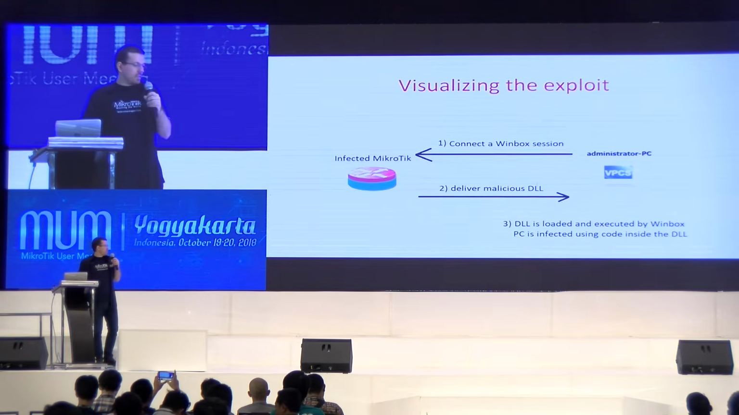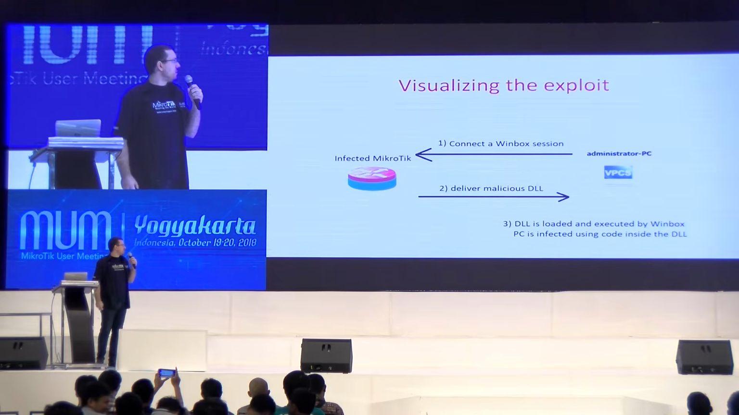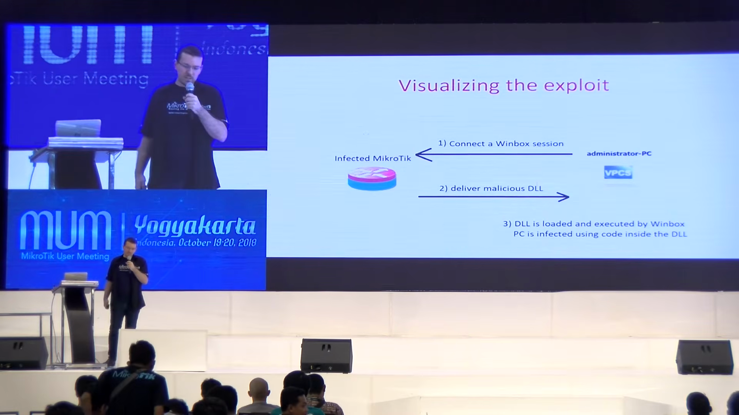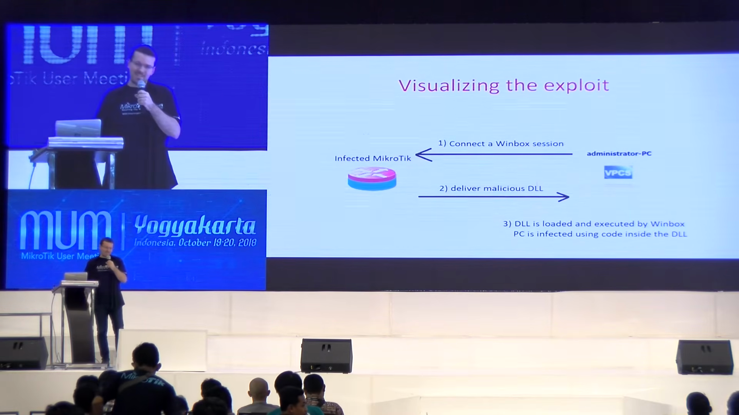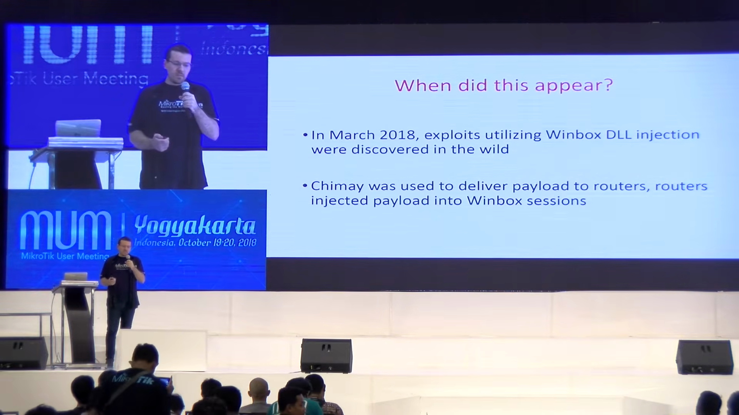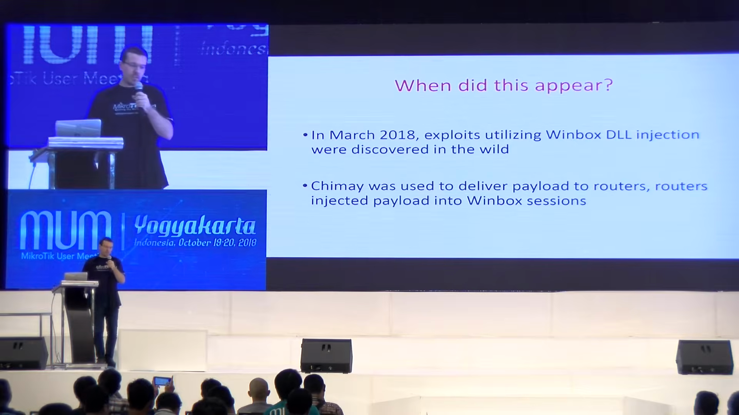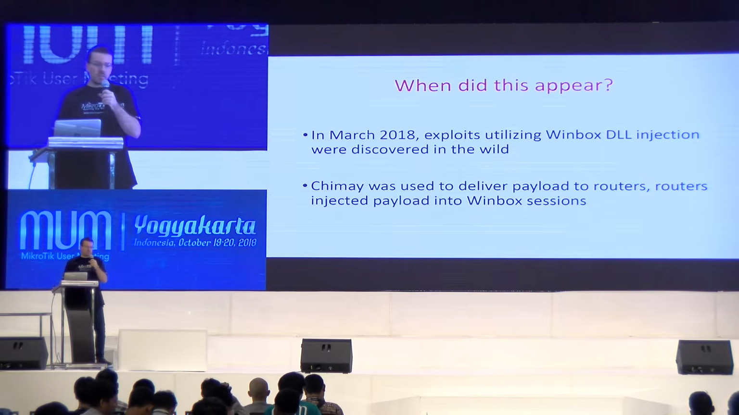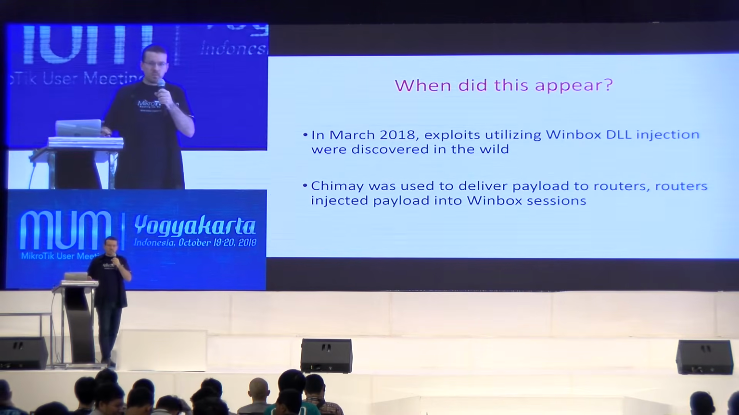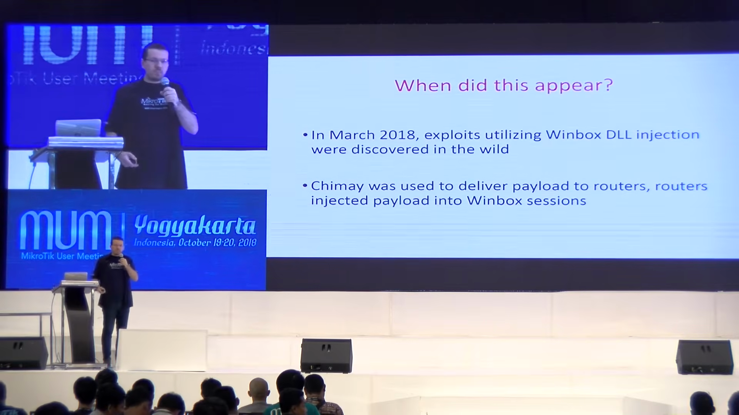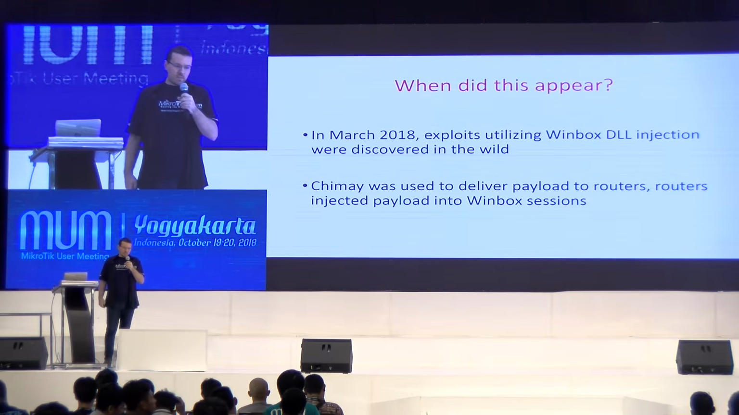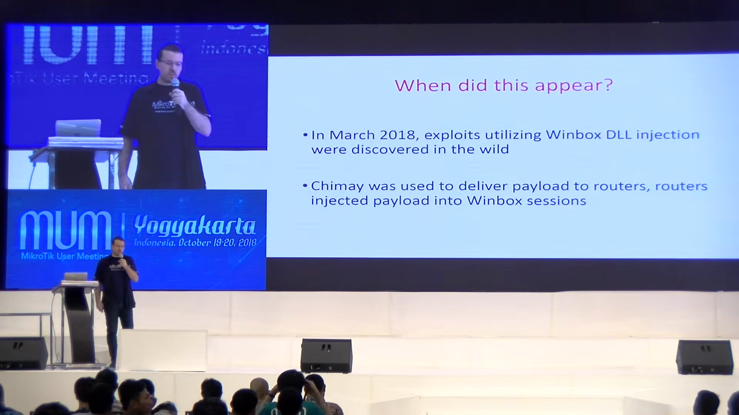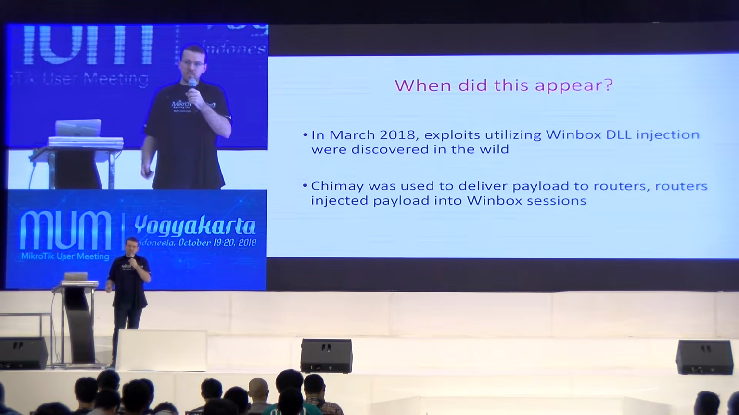So visualizing this is really simple. You have your administrator PC, you connect to an infected MikroTik, which delivers malicious DLLs as part of the Winbox connection, and your computer gets hacked. So, when did this first appear in the wild? It was in March 2018. And in March 2018, it was discovered that this particular method was used across the internet, and was actually publicly used to infect computers of network administrators. So as we mentioned multiple times, ChimayRed was used to deliver payload to routers, and routers were used to inject payload to Winbox sessions of administrators.